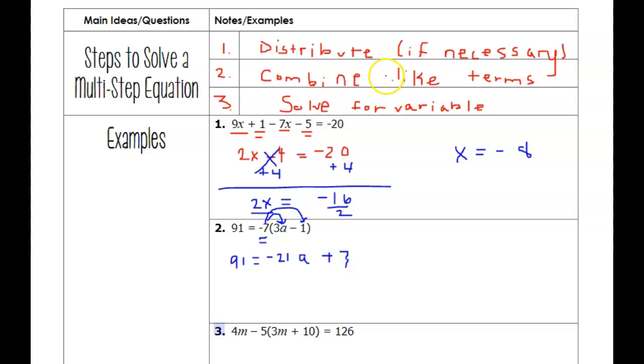I need to then go to step 2, which is combine like terms. Do we have like terms to combine, Andrew? Nothing to combine. Good job, Tia. So we can go right to solving. Let's go ahead and solve. I need to subtract the 7, get this out of here. So subtract 7 on both sides, and I end up with 91 minus 7, which is 84.